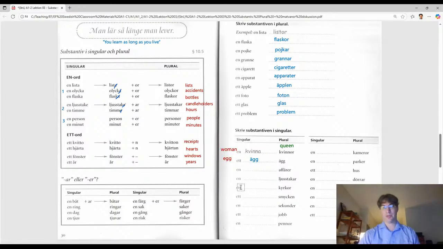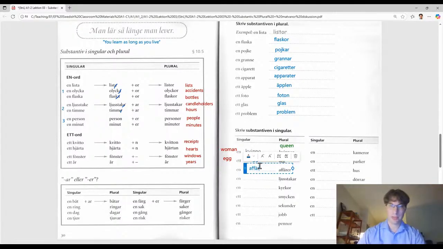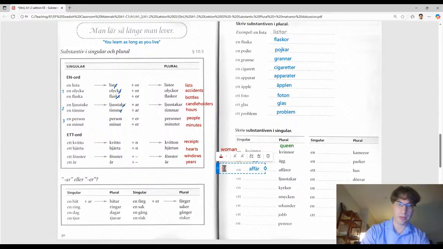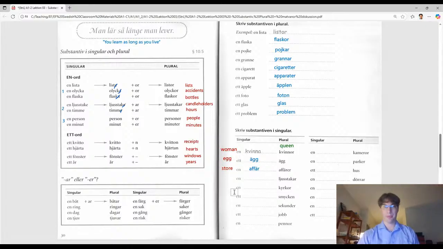Let's see if we can finish this row here. So we have affärer, that's an ER in plural. We take away ER, and we're going to leave the consonant. So många affärer becomes en affär. And we think of it typically as a store. It can mean more things in Swedish, like an affair, like between people and so on. Store is what we typically think of.